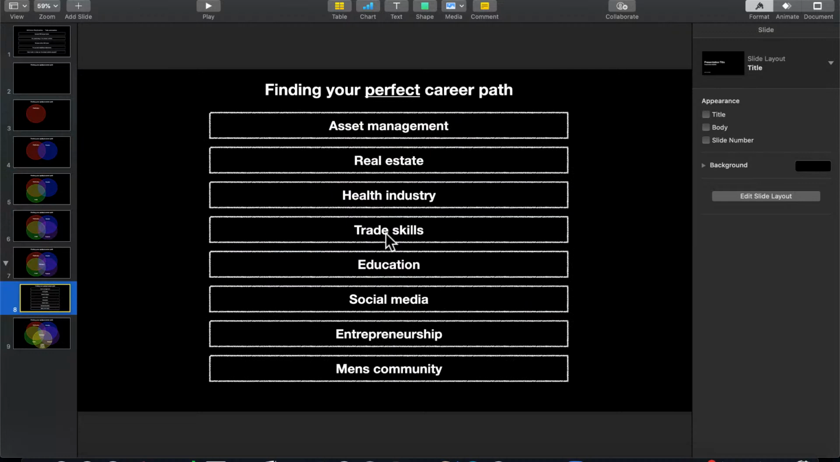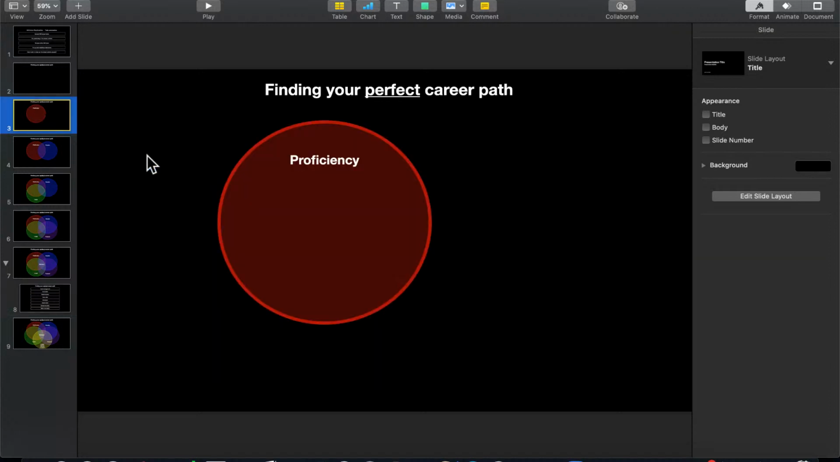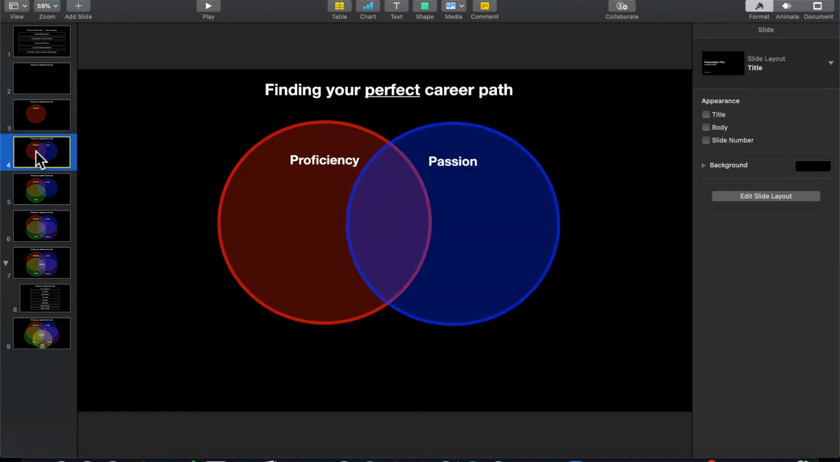But trade skills, again, you don't have to be one of the top 3 jobs and only an asset manager or only a real estate agent. Are you a good carpenter? Are you a good welder? Are you good with your hands? Electrician? Are you a good plumber? Yeah, if you're passionate about it and you're good at it, why wouldn't you be passionate about it?